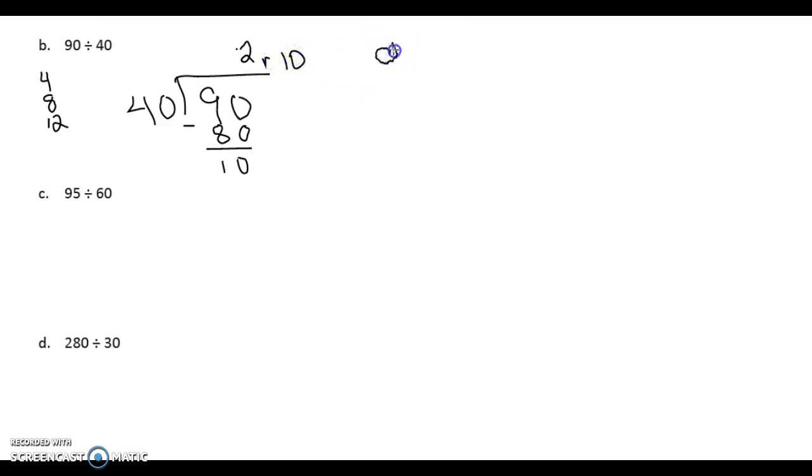Now when we go to check our work, there's some fancy cursive for you. I'm getting the hang of this little tablet, I do believe.